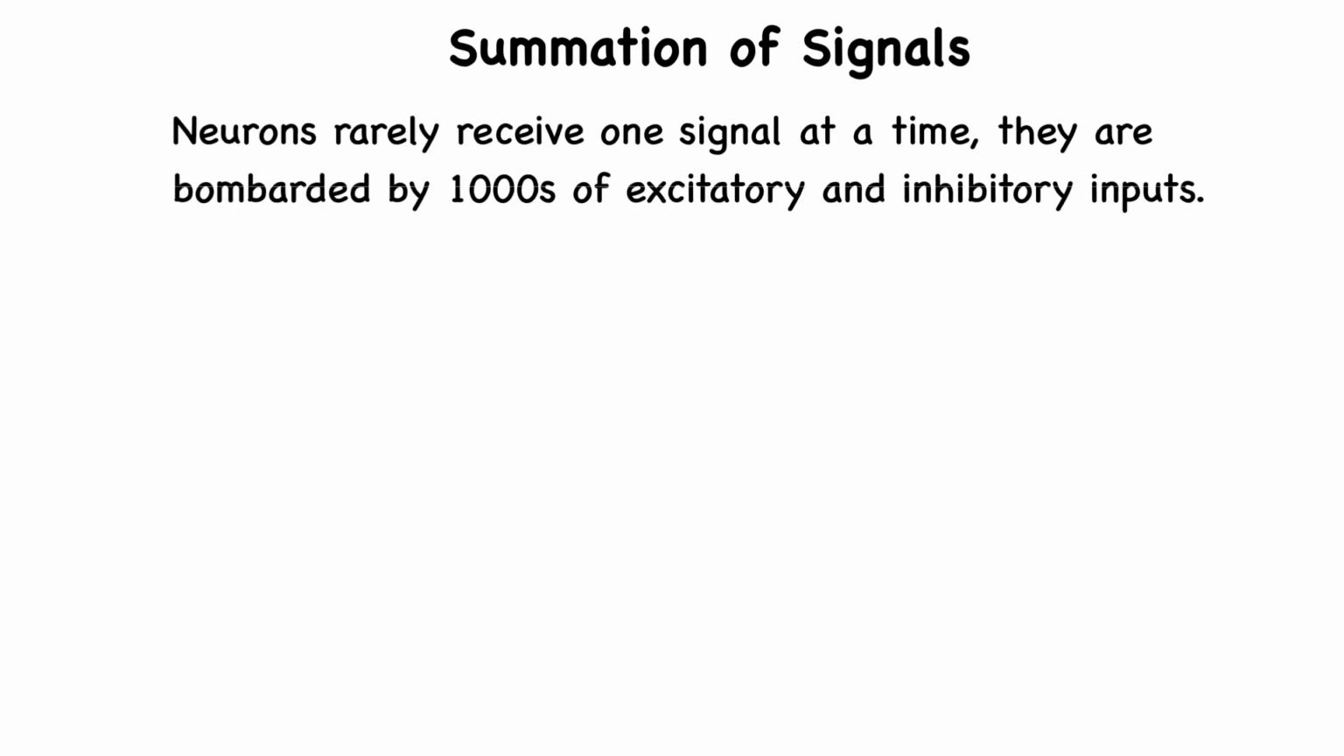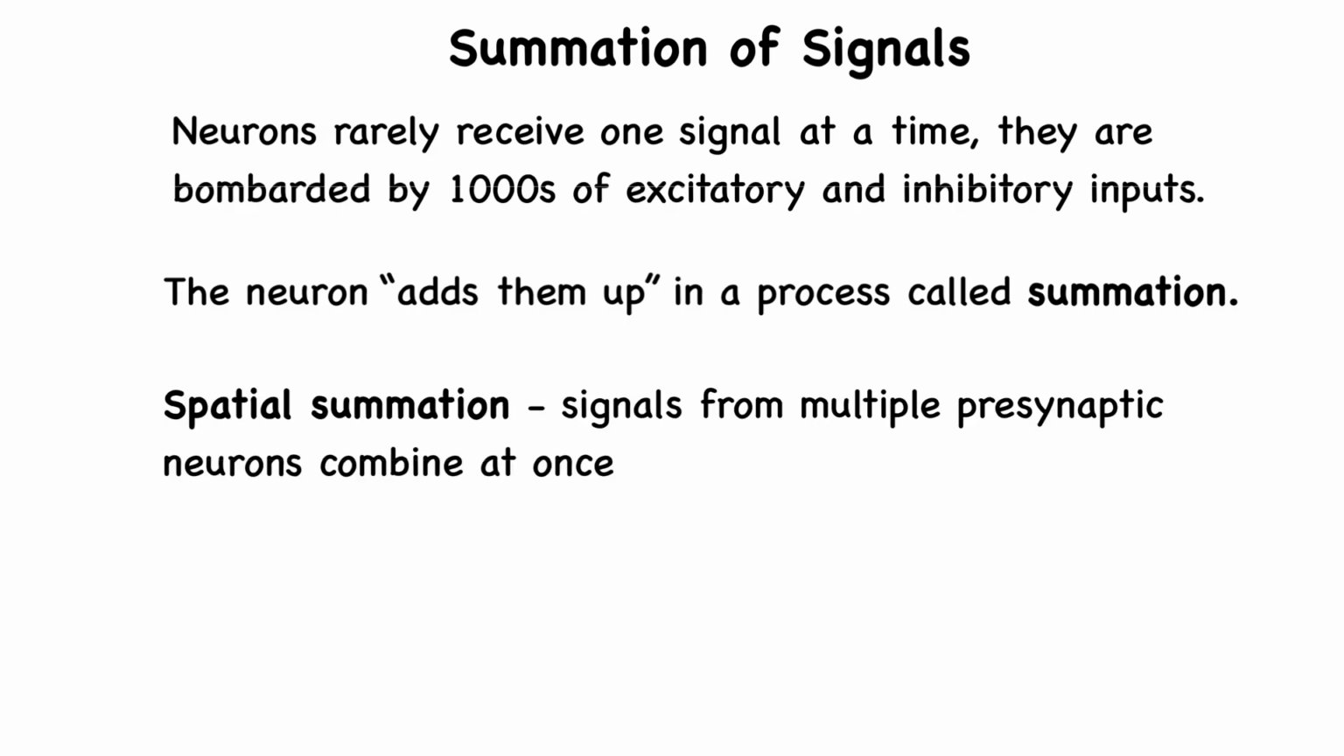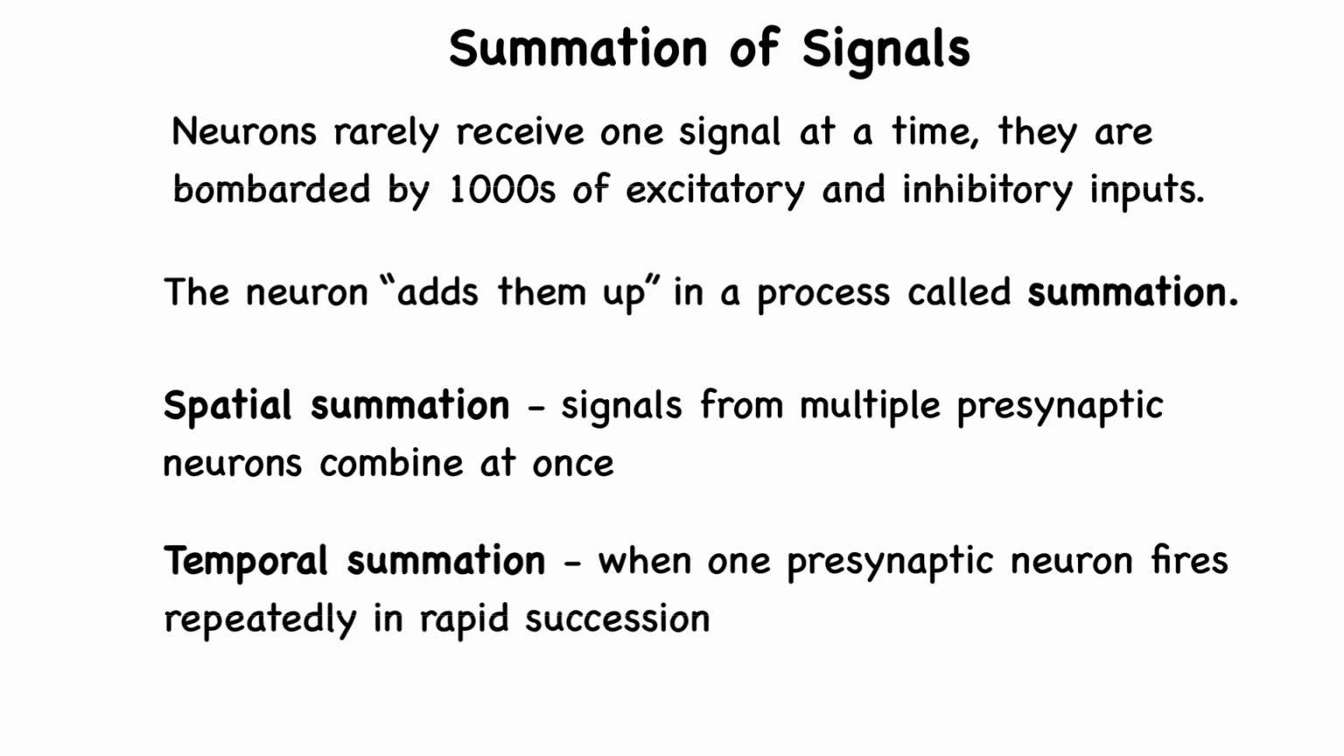Neurons rarely receive just one signal at a time. They're constantly bombarded by thousands of excitatory and inhibitory inputs. The neuron then adds them up in a process called summation. Spatial summation occurs when signals from multiple presynaptic neurons combine at once, whereas temporal summation occurs when one presynaptic neuron fires repeatedly in rapid succession.